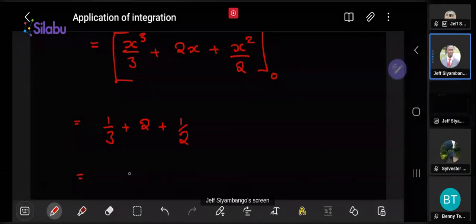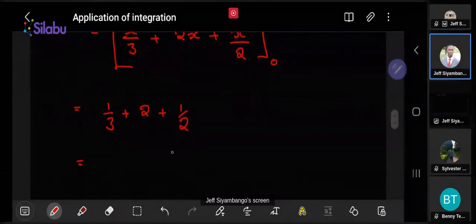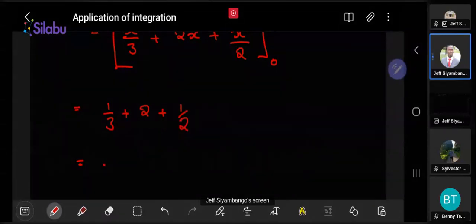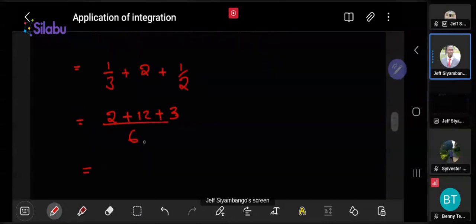Let's see what you get here. You can do it stepwise, or all together. So I'll have it over 6. This is going to be 2 here, then plus 2 is 12, plus this is 3 there. So we have 17 over 6. And since this is area, we know this has to be in square units.